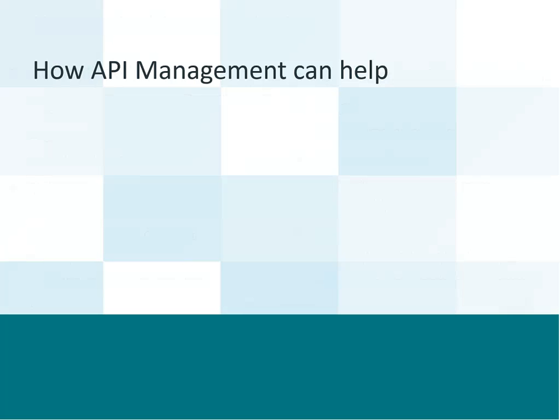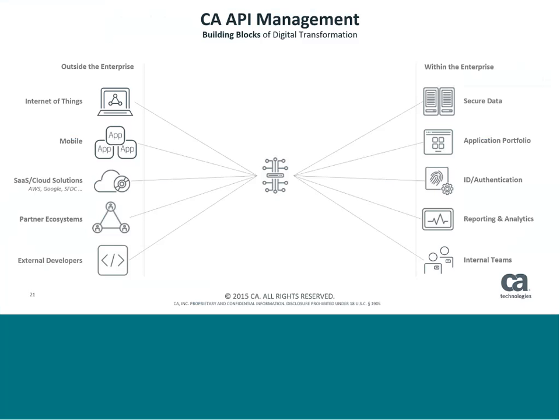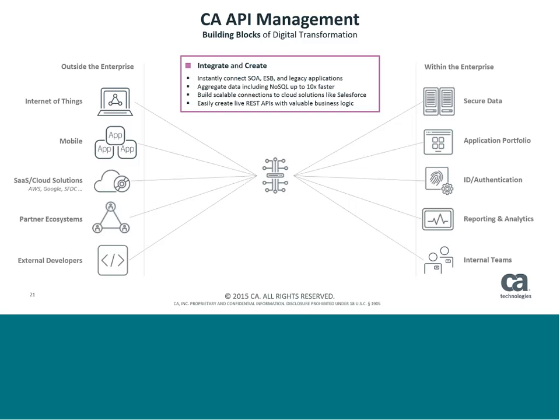So having said all this, how does API management actually help here? This is a very important question to answer because we talk about CA API management across a comprehensive end-to-end kind of a message, and it's very important that you understand that API management is not just about the APIs that are exposed and just putting some security around it.